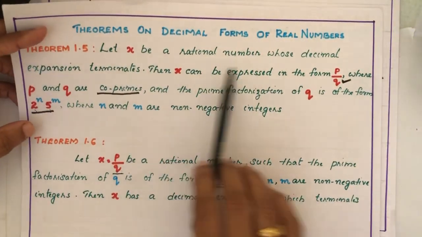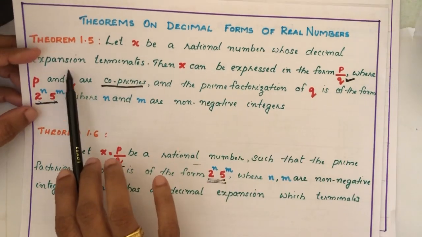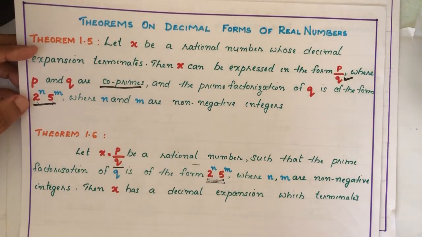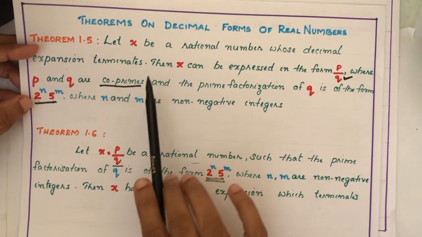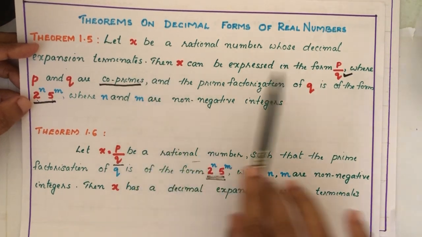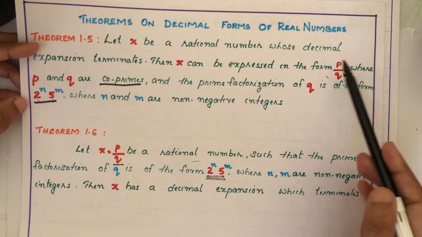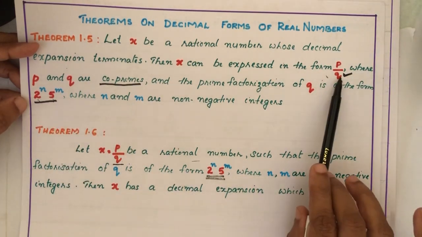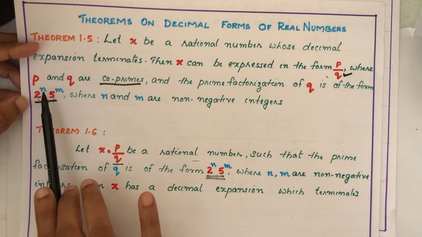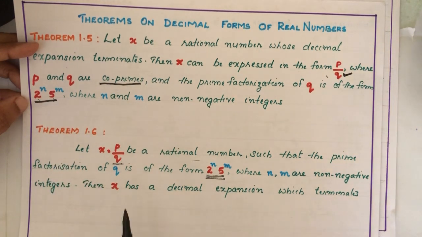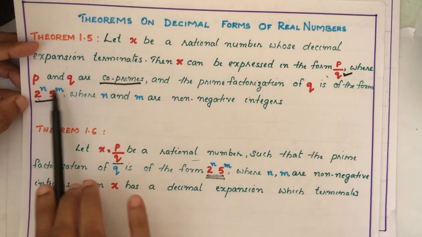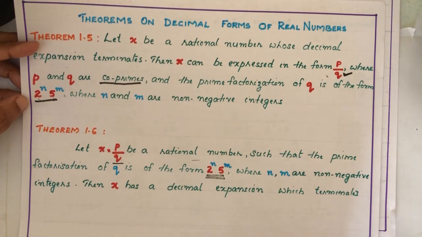So let x be a rational number whose decimal expansion terminates. This is only for terminating decimal numbers. Then it can be written in the form p by q. p and q should be coprimes. And then q can be written in the form 2 raised to n into 5 raised to m, and n and m are non-negative integers.